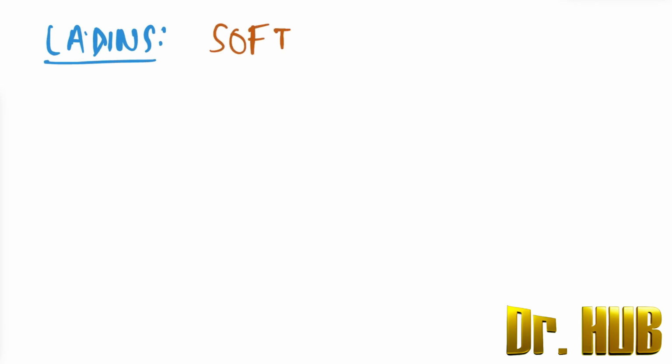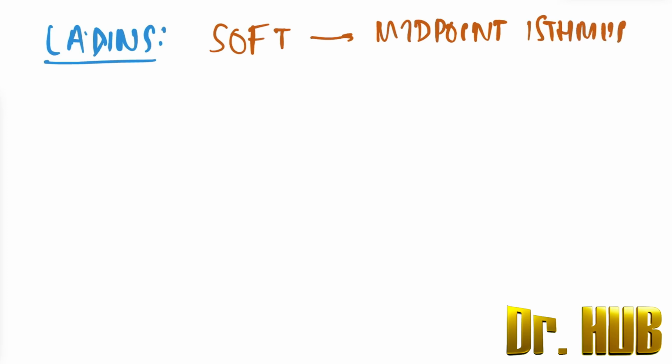Next we look at the Ladin sign. So what do we mean by the Ladin sign? The Ladin sign is nothing but the softening in the midpoint of the isthmus, and this is anteriorly. So it's about 6 weeks.